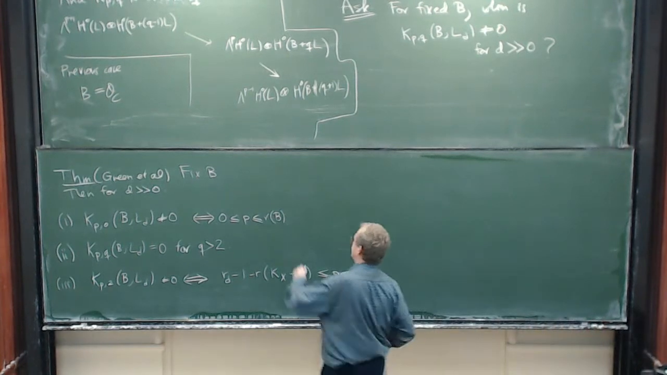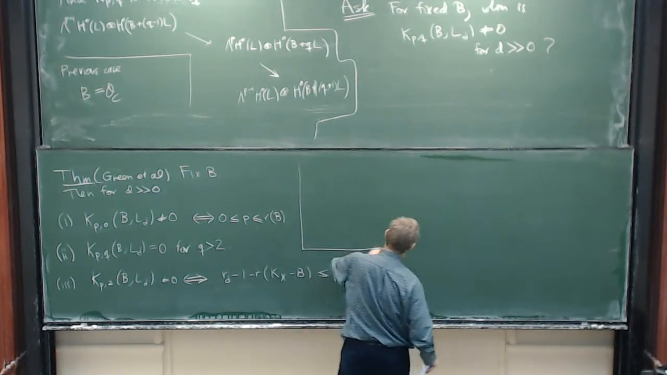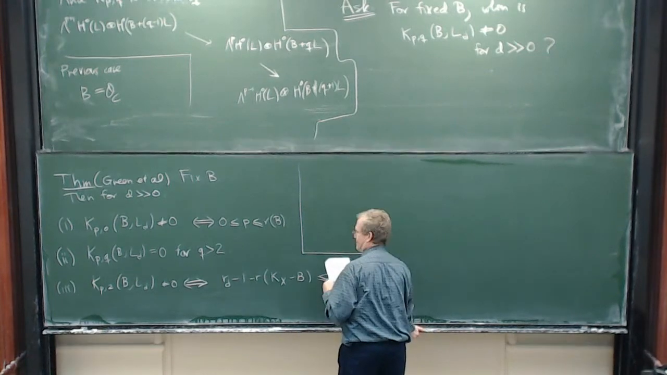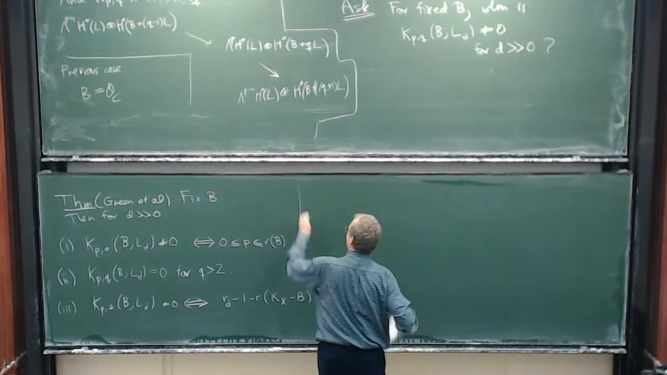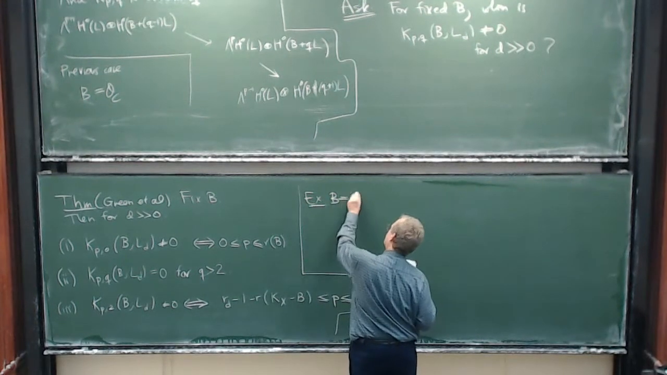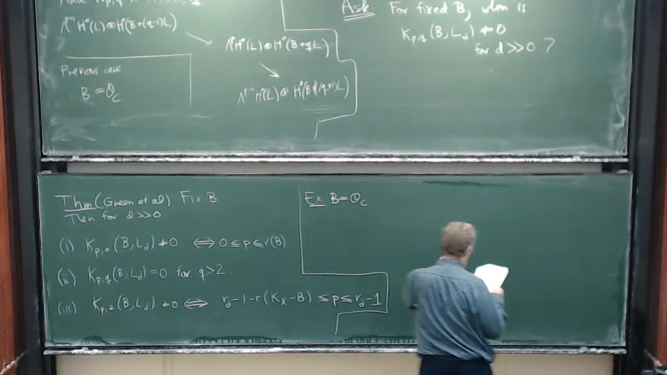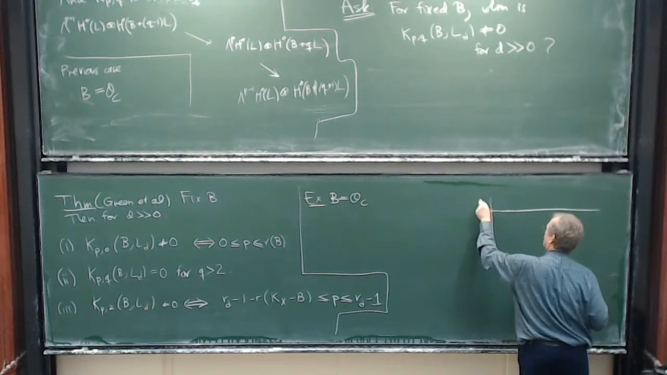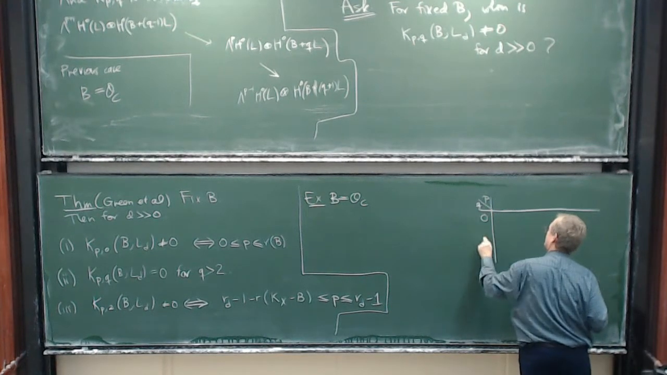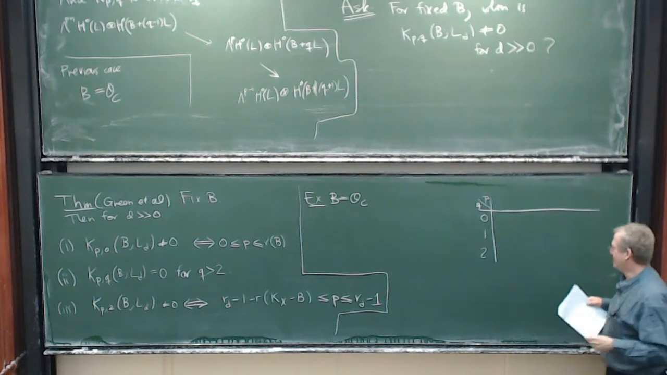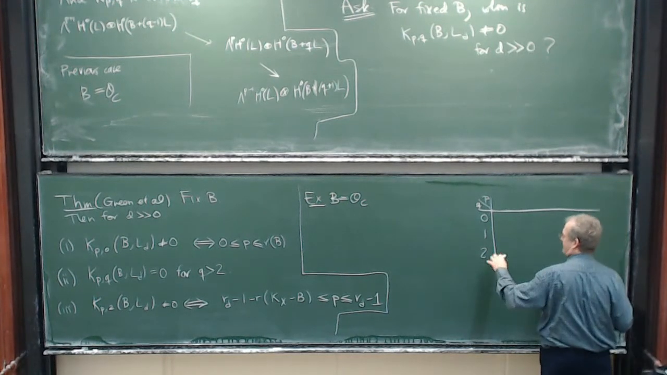Okay, so let's see. These numbers are confusing, so let's work out what this says in the case of B equals trivial, when B equals O. So remember, we have these Betti diagrams. We draw this: P is here, Q is here, and we're going to draw the dimensions of these. We'll imagine drawing which of these KPQs are non-zero.